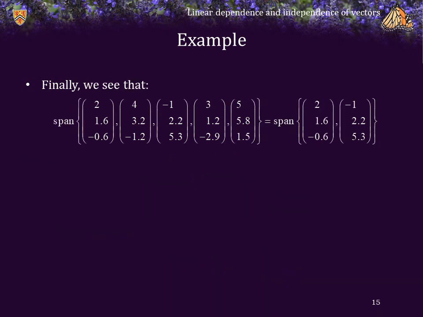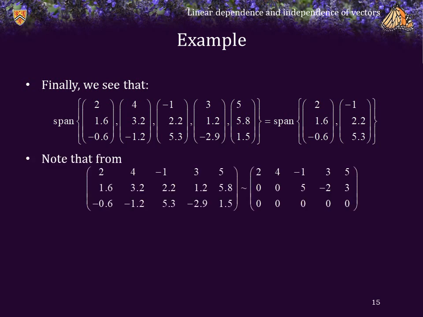Thus, finally we see that vectors 2, 4, and 5 linearly depended on vectors 1 and 3, and therefore the span of all 5 vectors here equals the span of the first and third vectors.